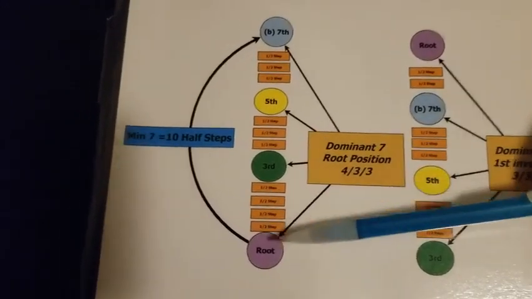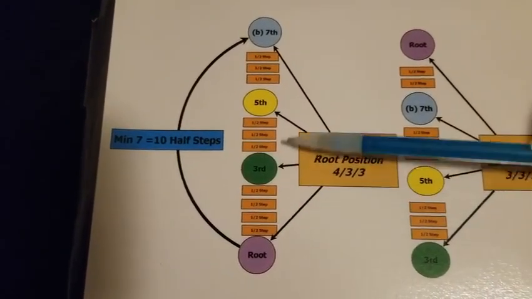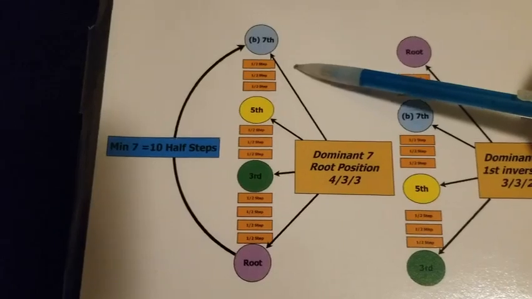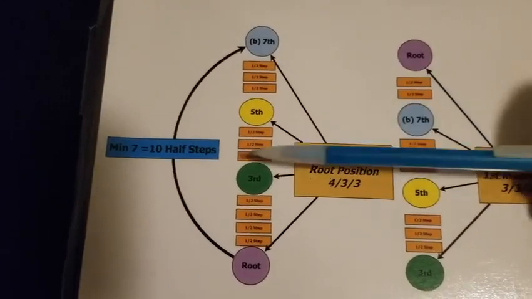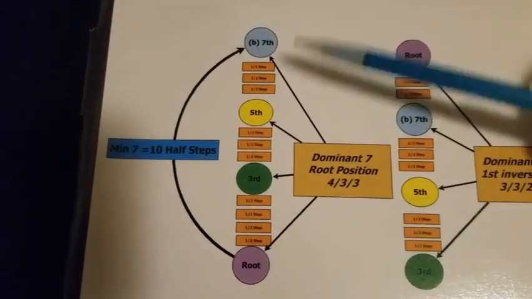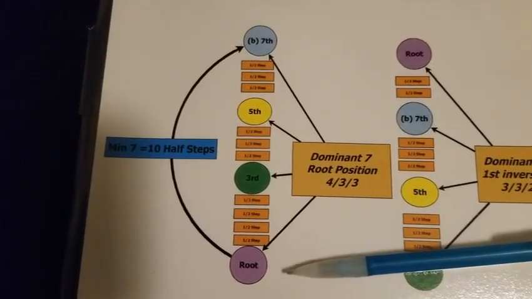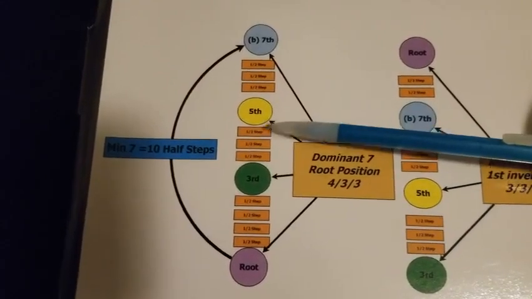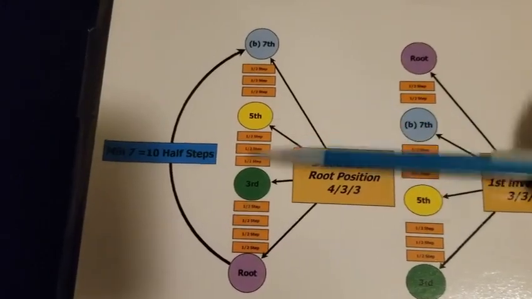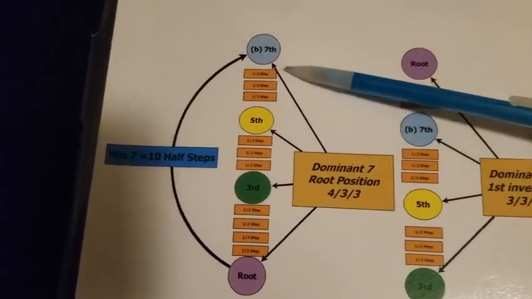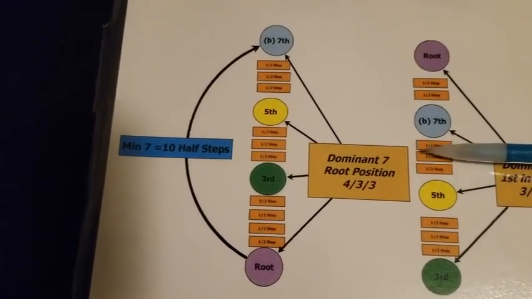So we have a total of 10 half steps, right? 4 plus 3 plus 3 equals 10 between the root and the 7th, or the flat 7, giving you a minor 7th interval from the root to the 7th, divided by the 3rd and the 5th, which is a major pattern, 4-3. So you end up having a minor 3rd, 3 half steps, above a major triad. And that describes the form of a dominant 7 chord.